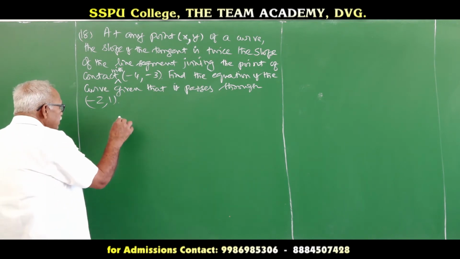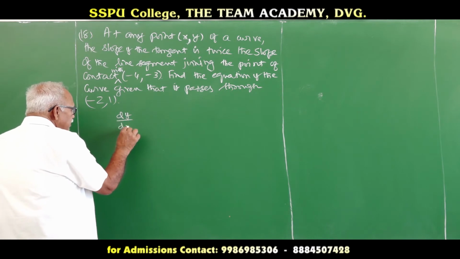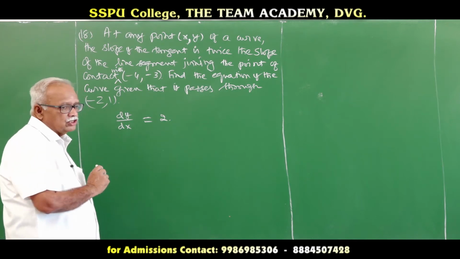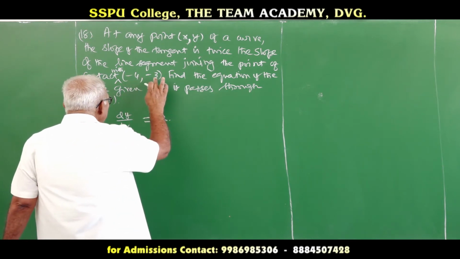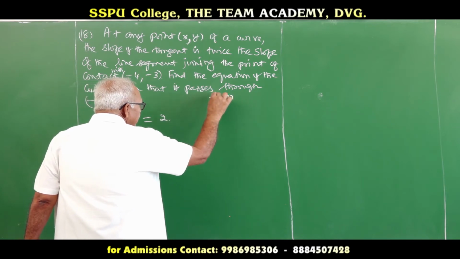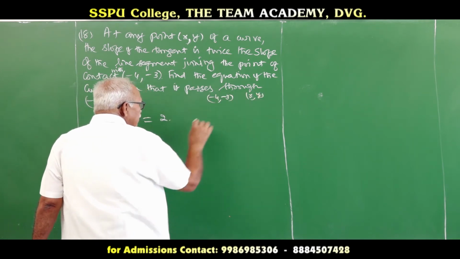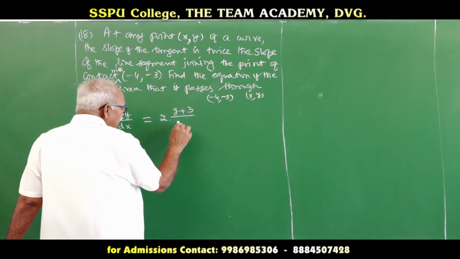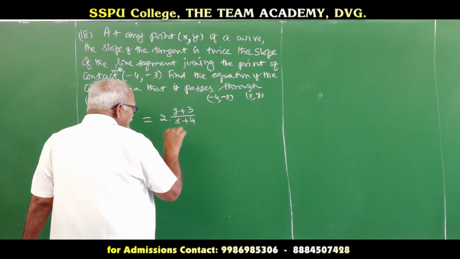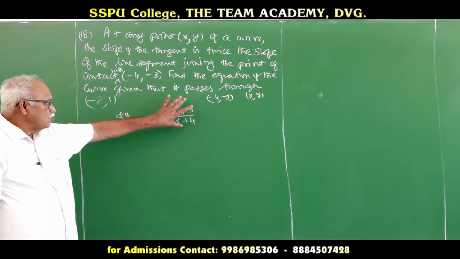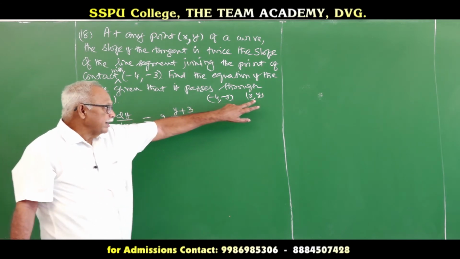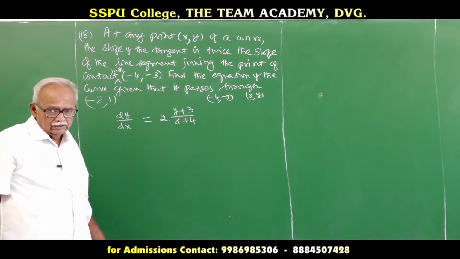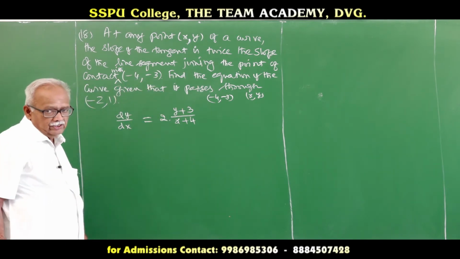Another point is given, (minus 4, minus 3), for the slope of the line segment joining. Now, I will write the equation. The slope of the tangent is equal to twice the slope of the line segment joining the point of contact (x, y) and (minus 4, minus 3). These are the 2 points. What is the slope between these points? It is (y1 minus y2) divided by (x1 minus x2). This is the slope of the line segment joining the point of contact and the given point (minus 4, minus 3). Now, we have got the differential equation.